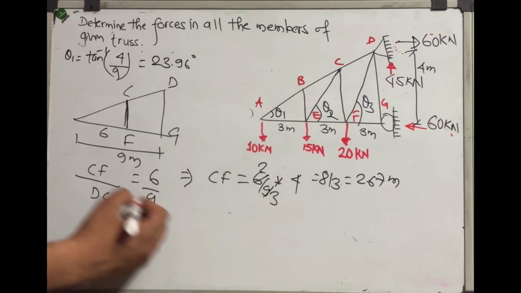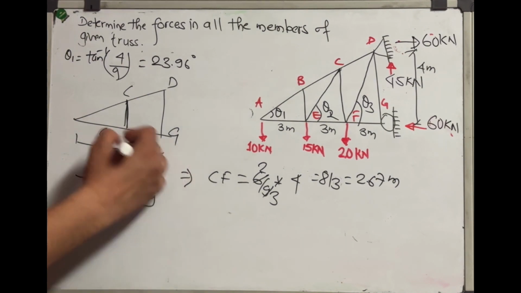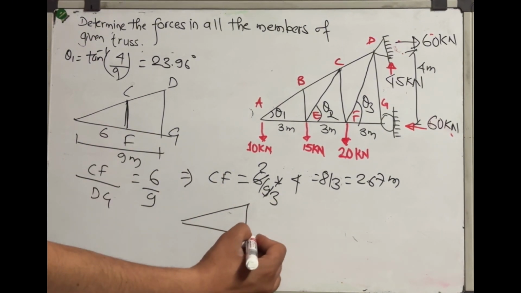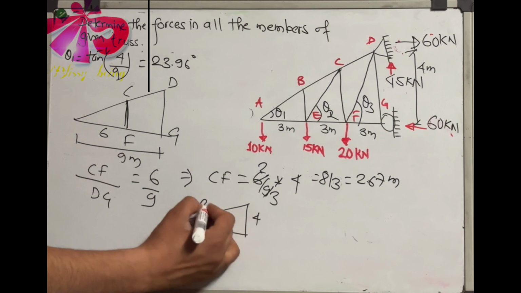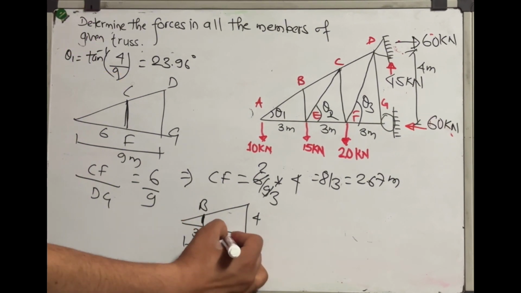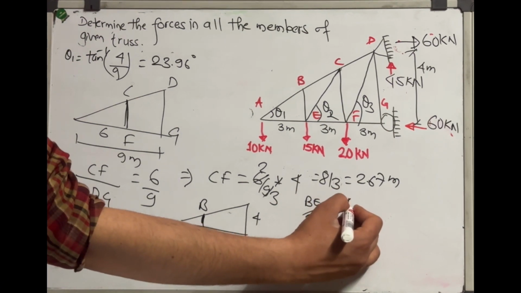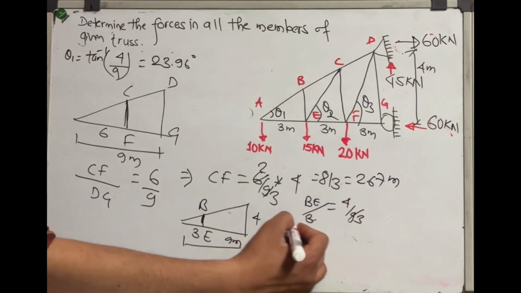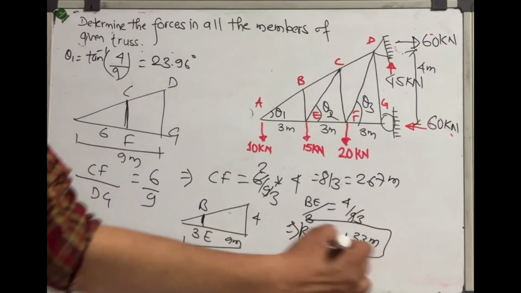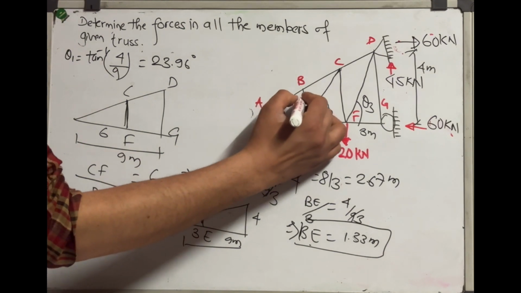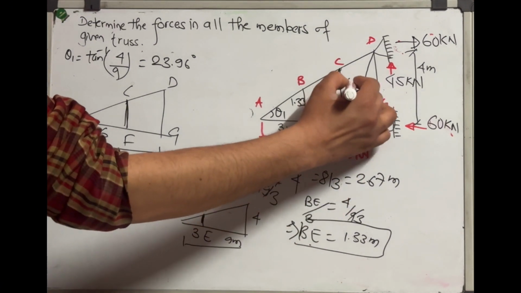Again, if you have to determine the value of BE, similarly you can determine it using the similar triangle property. This is 4 meter, this is 3 meter, overall is 9 meter. So you can use BE divided by 3 is equal to 4 by 9, right? So this is 3, which implies that BE is nearly equal to 1.33 meter. Height of BE is 1.33. The height of CF is 2.67 meter. Okay.